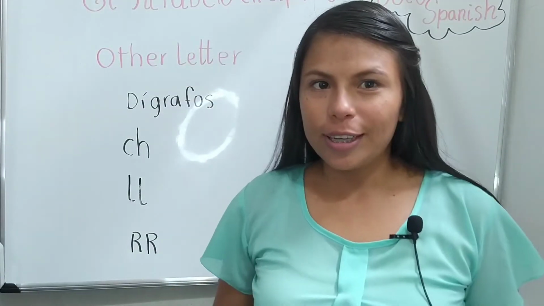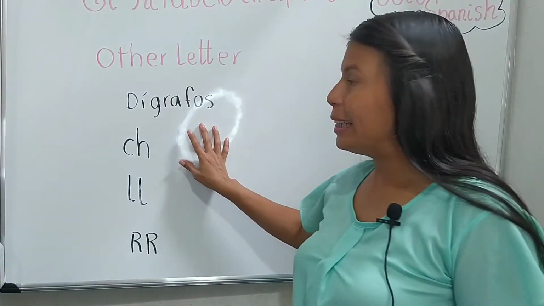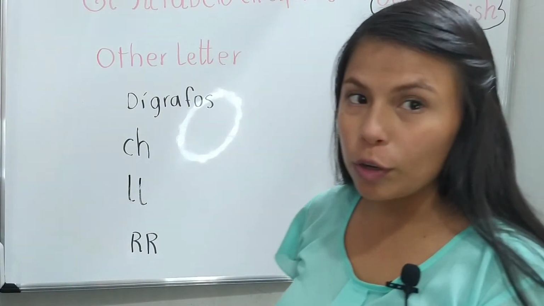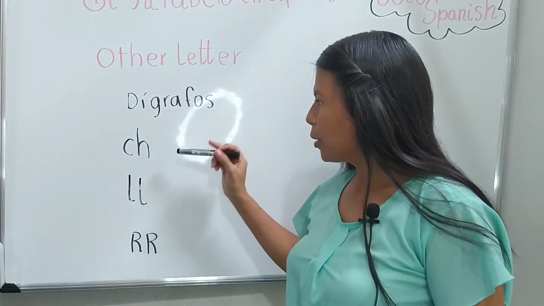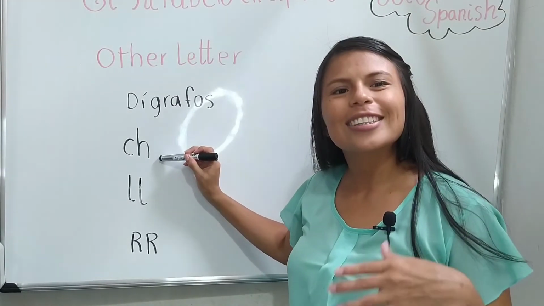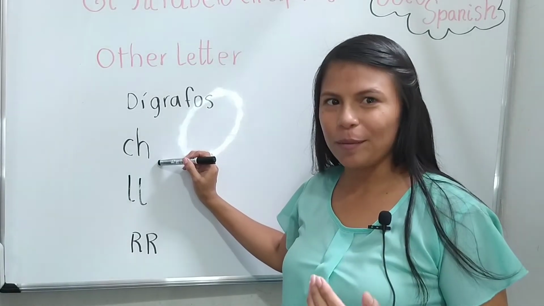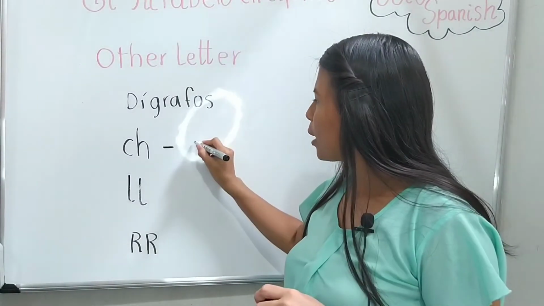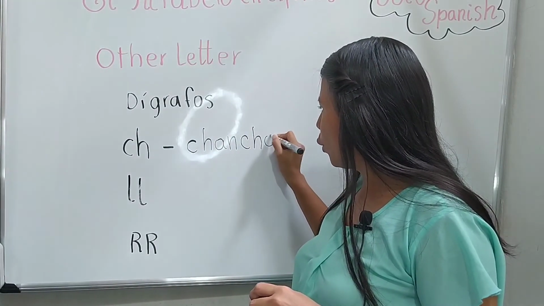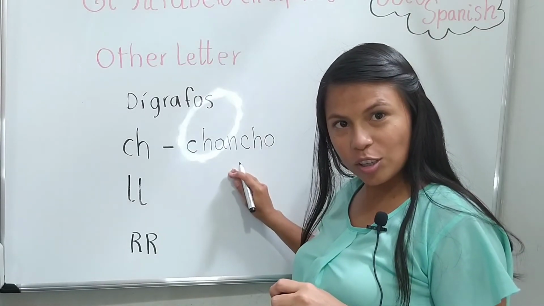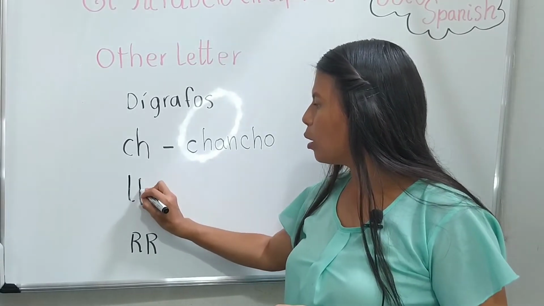So second part, we are going to learn other letters, and they are called dígrafos. Okay, so in Spanish we have other letters. So they are che. Repeat after me. Che. Yes. And say chancho. You can say that. Chancho. Yes.